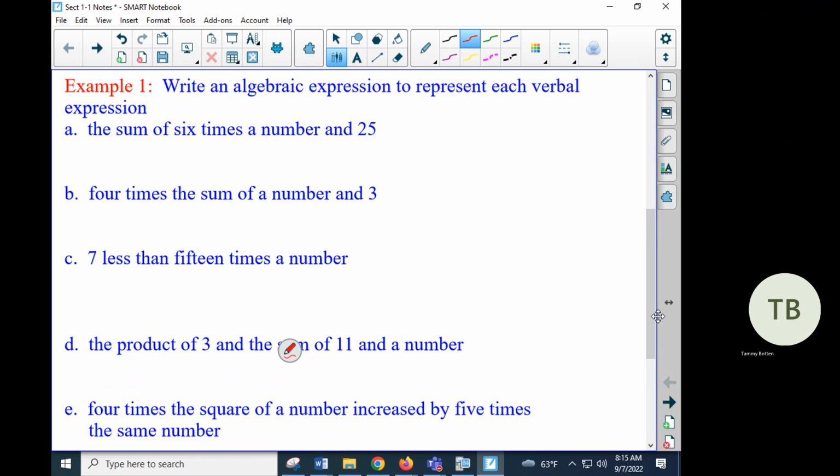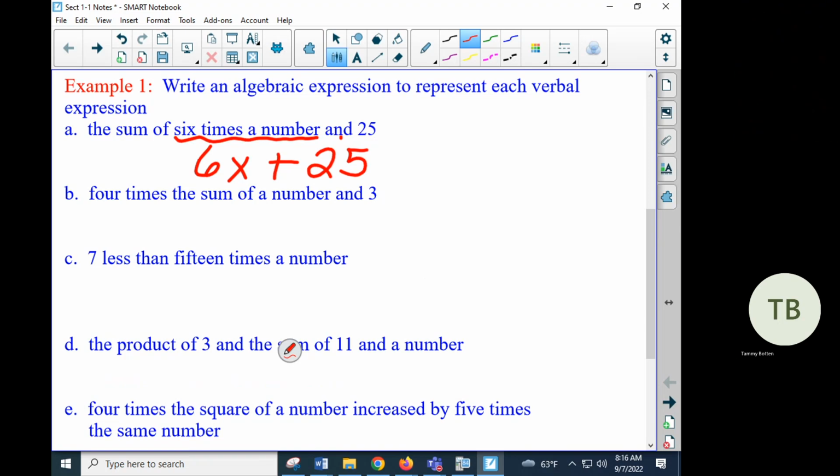So if we look at these, we just need to write the actual algebraic expression for each, okay? They want us to do the sum of 6 times a number and 25. Sometimes you have to break it into parts. Your number can be any variable that you want to use, so let's just say x or n. So 6 times a number would be 6x or 6n. And then the sum of this and 25, what do you think we'd do? So we'd go plus 25.